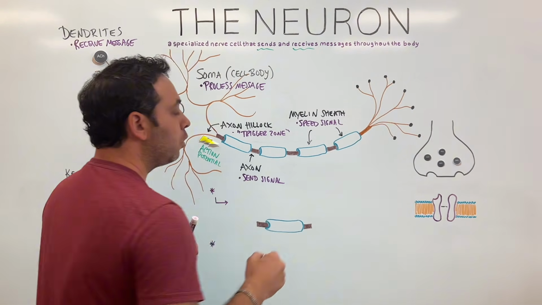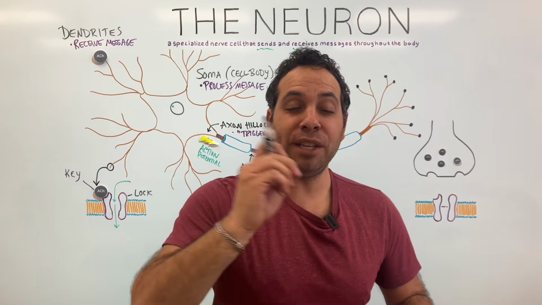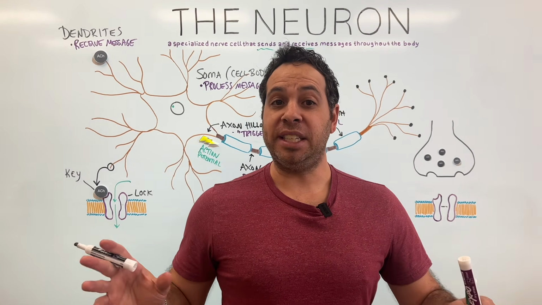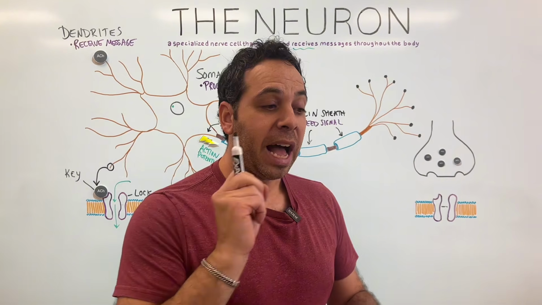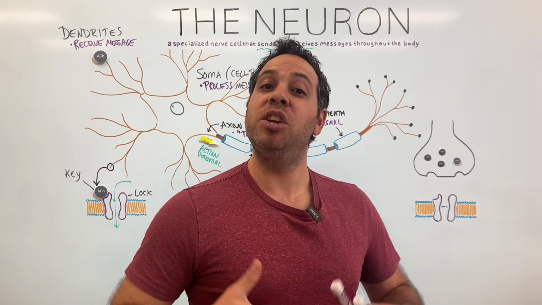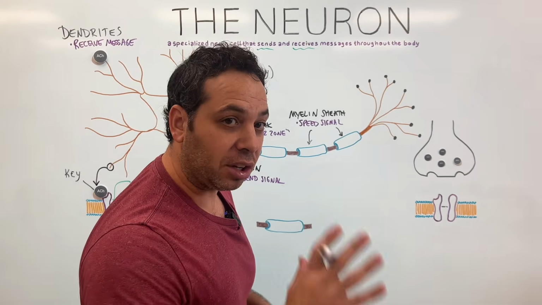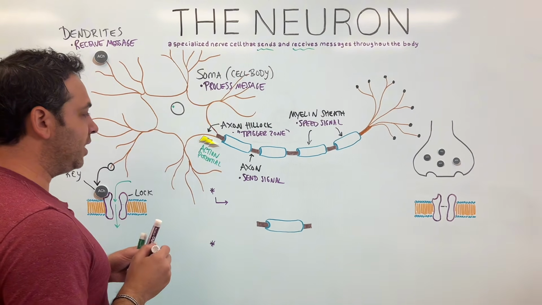Okay. Remember, we want information to go really fast in the body, right? If I step on a nail or I feel like I'm in danger, I'm in fight or flight mode, I want information to go really quick through my body so that I can react. And the myelin helps speed up that signal. And we'll talk about in a moment how it does that.